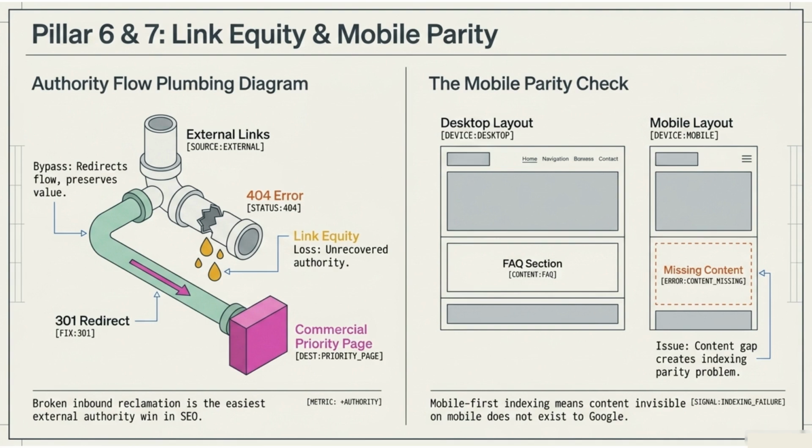Pillars 6 and 7 cover link equity and mobile parity. The authority flow plumbing diagram shows how to reclaim broken inbound links. The mobile parity check warns that content invisible on mobile devices does not exist to Google, creating an indexing parity problem.